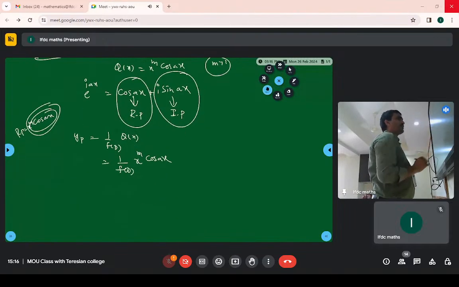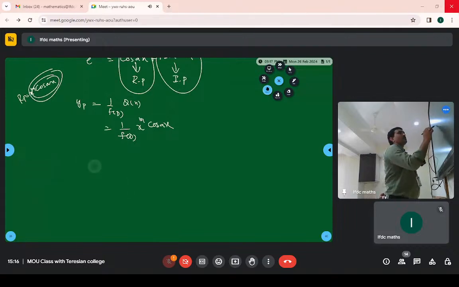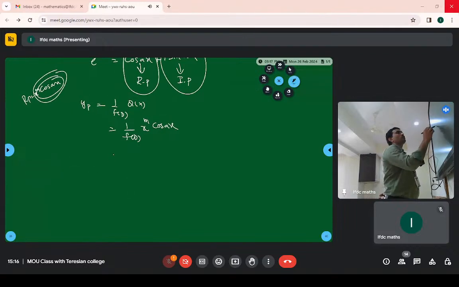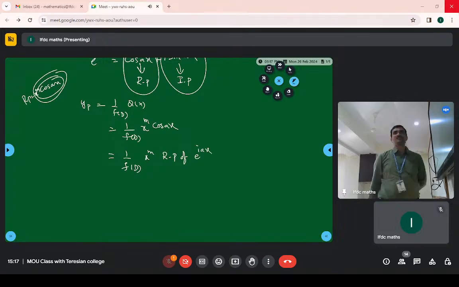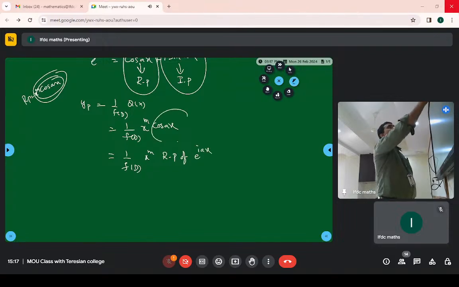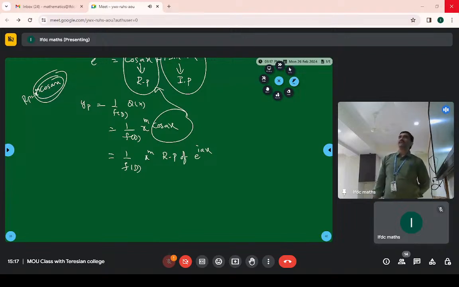So we can write cos ax as 1 by f of D into x power m into the real part of e power iax. Cos ax is nothing but the real part, and sin ax is the imaginary part. So I want to remove cos ax and keep in its place the real part of e power iax.